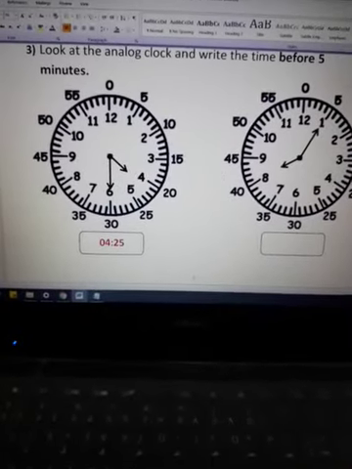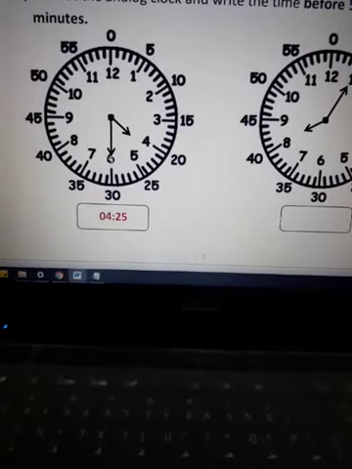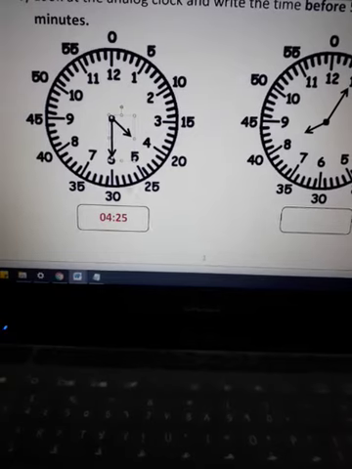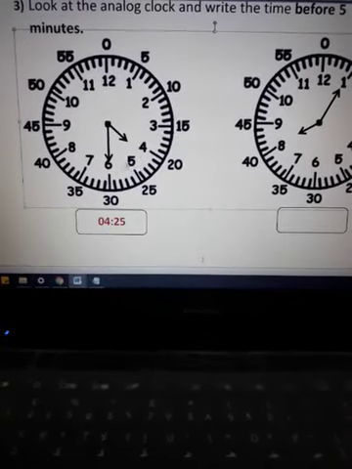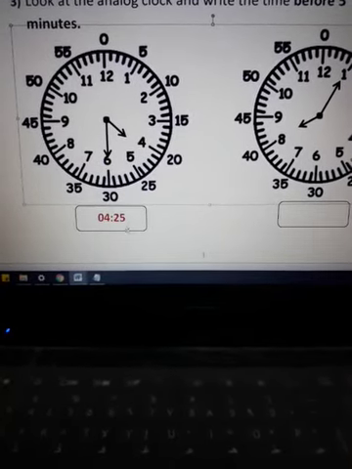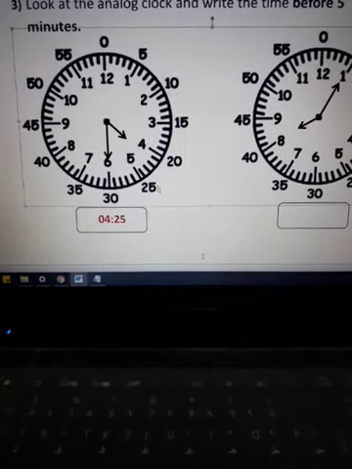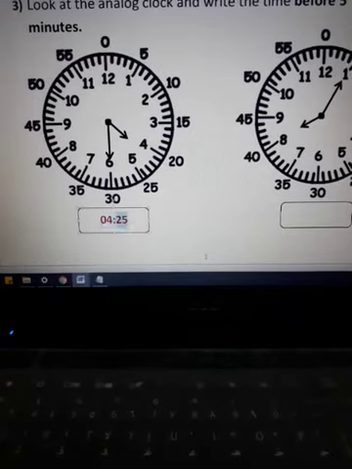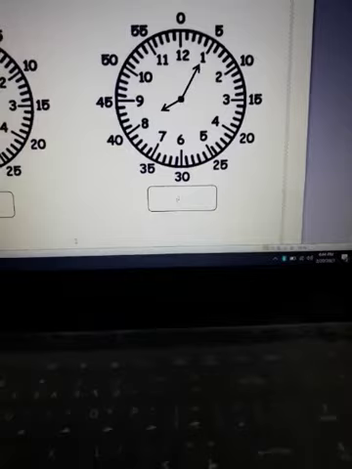Now look at the analog clock and write the time before 5 minutes. Before 5 minutes. Where is the hour hand and where is the minute hand? We have to focus on the minute hand only. The minute hand is at 6. You just have to come one step backward. So it is 25 minutes, because 6 means 30. It is 4:25, 5 minutes back. The next question you have to do by yourself.